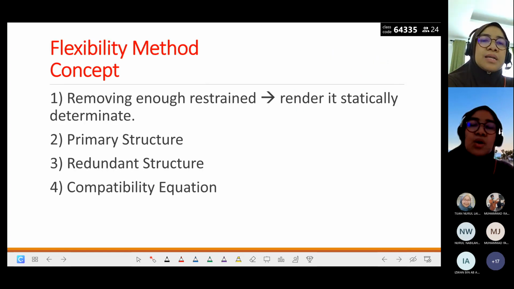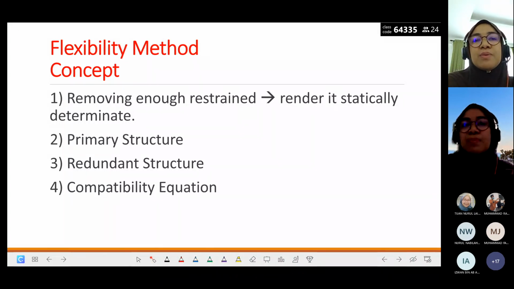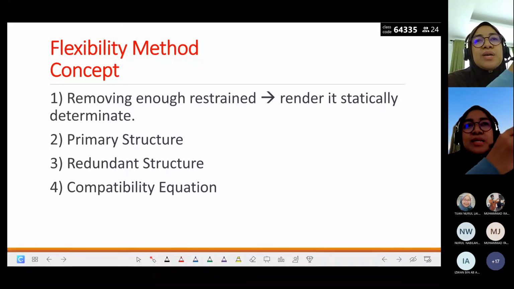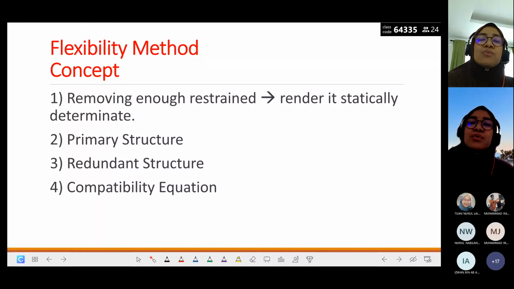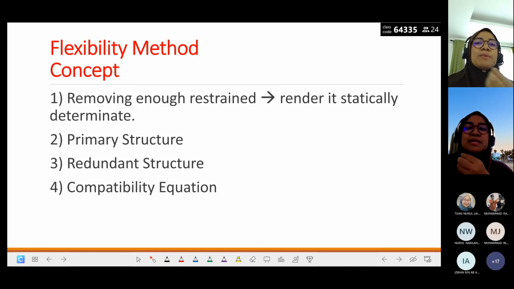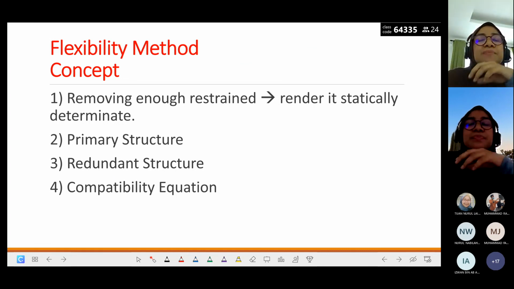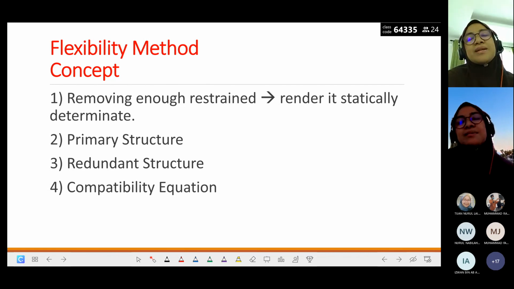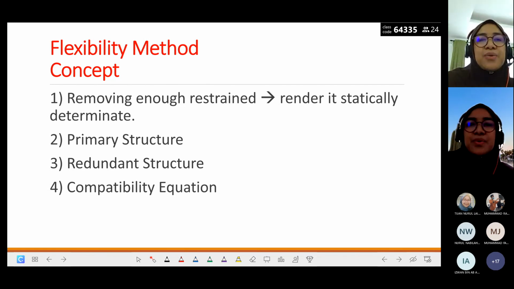The concept of the flexibility method is that we want to remove the redundant. We want to solve the problem, and the problem is due to the redundant. We know that whenever we know the value of the redundant, we can solve the remaining reactions. So what we need to do is remove the restraint. The redundant is the restraint, and whenever we remove a restraint from the structure, from the indeterminate beam, the beam will become statically determinate.